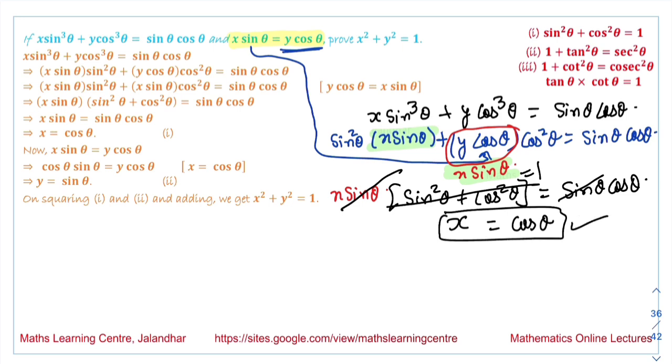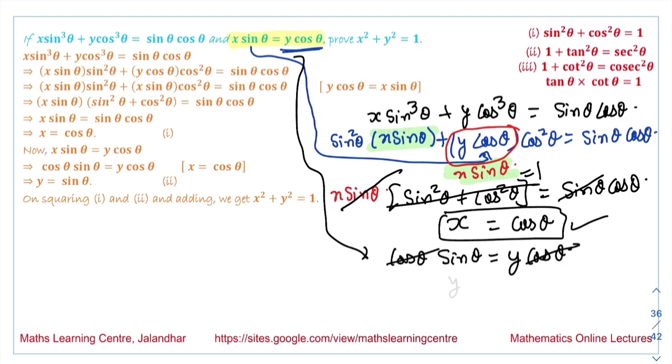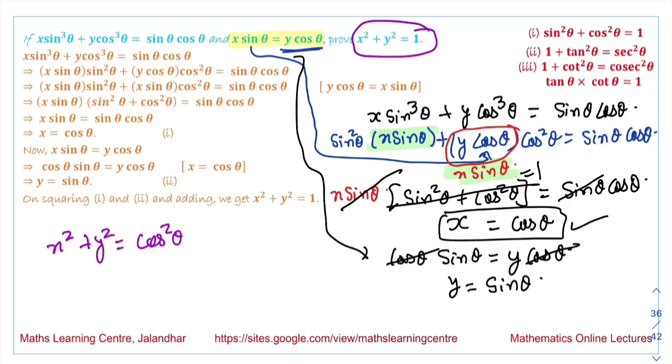This is the first value we are getting, that x is equal to cos theta. Now if we put this value in this equation, we get cos theta into sine theta is equal to y cos theta. So this cos theta gets cancelled and we get y is equal to sine theta. Now what equation do we have? It is x square plus y square is equal to 1. So what is x square plus y square? It is cos square theta plus sine square theta, and by identity 1 we know that this is equal to 1, and this is what we have to prove.